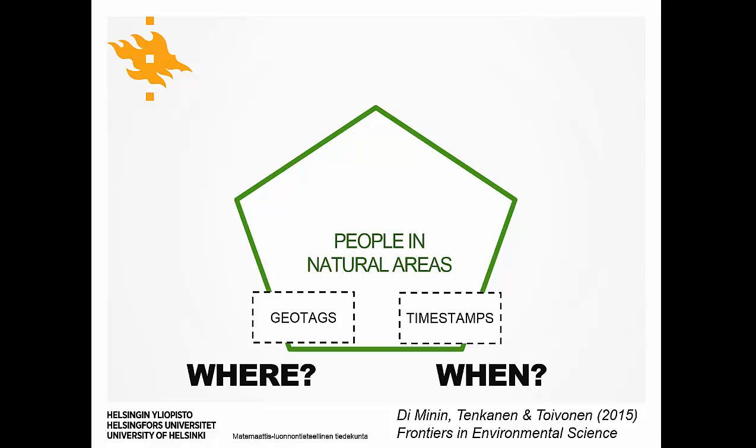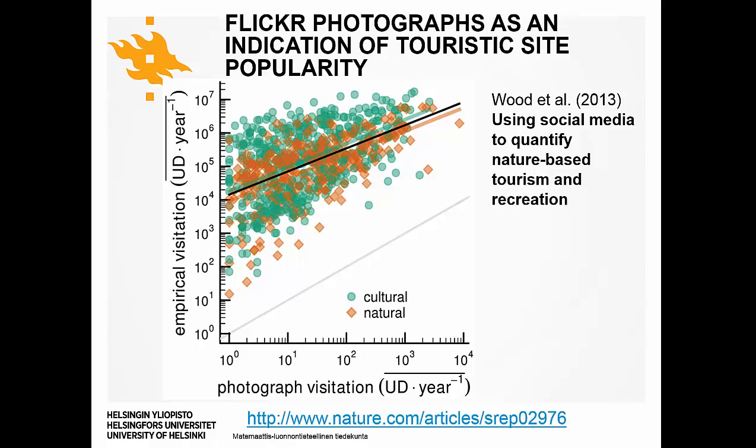But how we have been approaching the questions in the different corners of the Pentagon. So, for example, in where and when, that is sort of an old question in a way, but still it hasn't been fully answered even yet. Wood and others published already in 2013 an analysis based on Flickr photos where they had visit counts for cultural and natural touristic destinations and then counts of Flickr posts from those places, and they were comparing them. Is there a correlation between the density of the posts and the popularity of the location? And yes, there is.